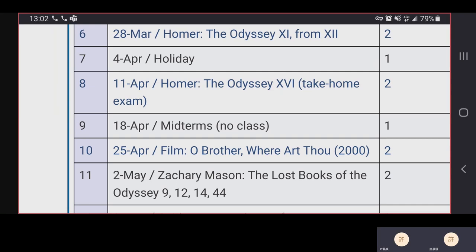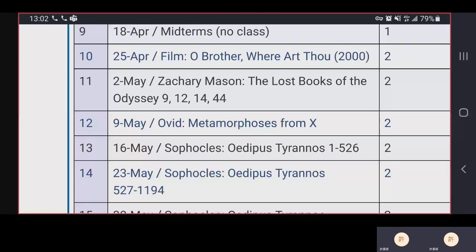Week 11, this week will be the only thing that is modern literature this semester. Zachary Mason wrote a short story collection called The Lost Books of the Odyssey. I'll introduce this later in the semester, but the idea is that each story is based on a character or event from the Trojan War or from the Odyssey. So we will be reading four of these stories. They're very short, so don't worry.